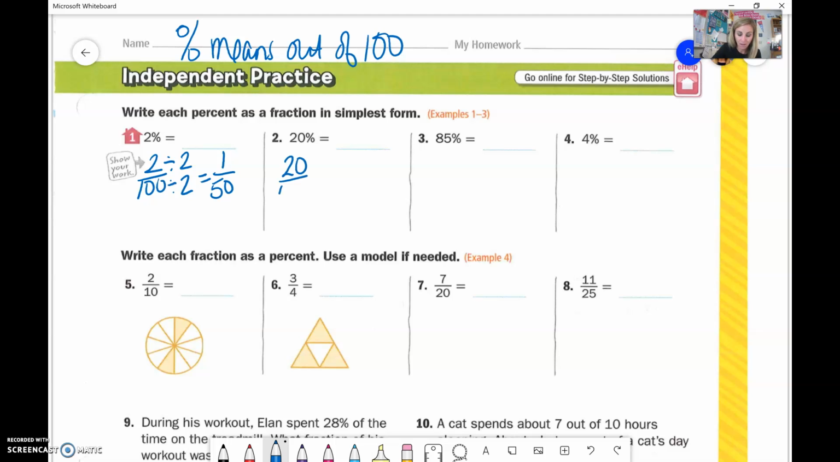All right, 20%. Percent means out of 100. I know that I can divide each of those by 20. 20 divided by 20 is 1, and 100 divided by 20 is 5, and I get 1/5.